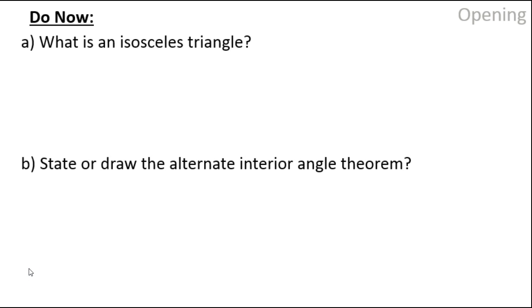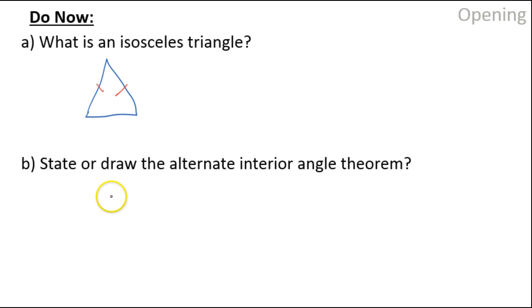We're going to start with our quick do now. We have two questions. What is an isosceles triangle? You can either define it by the definitions we went over earlier, or you can draw me a picture. Here's my triangle. A requirement for isosceles triangles is that they have two sides that are congruent. So you can just show me that, and we would be good.